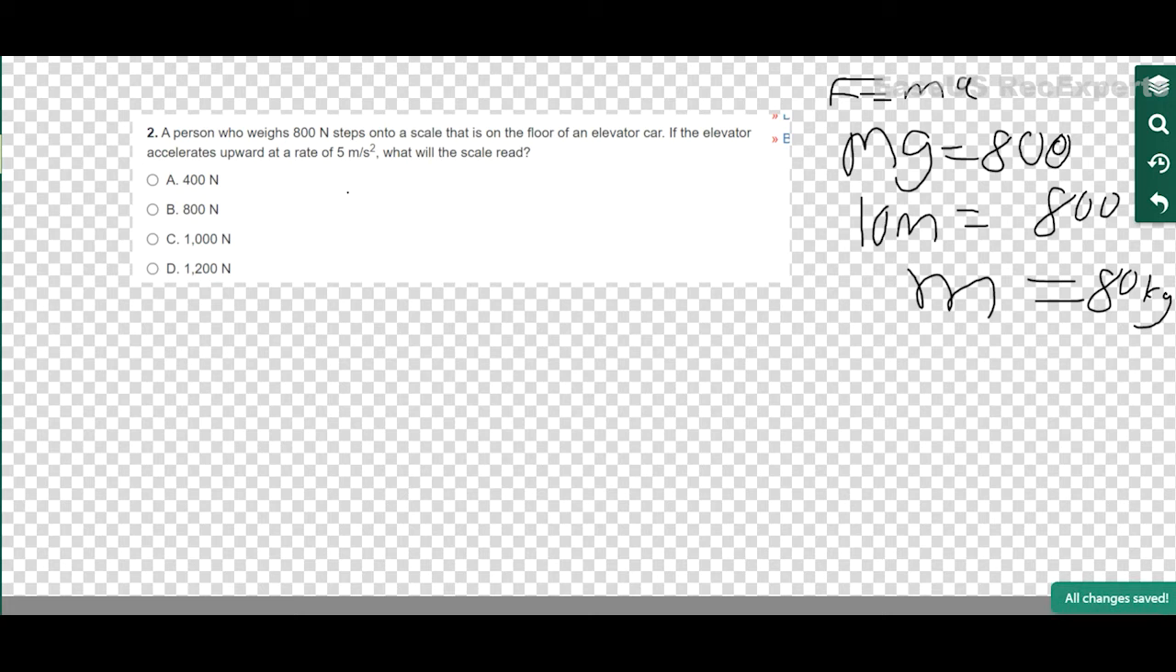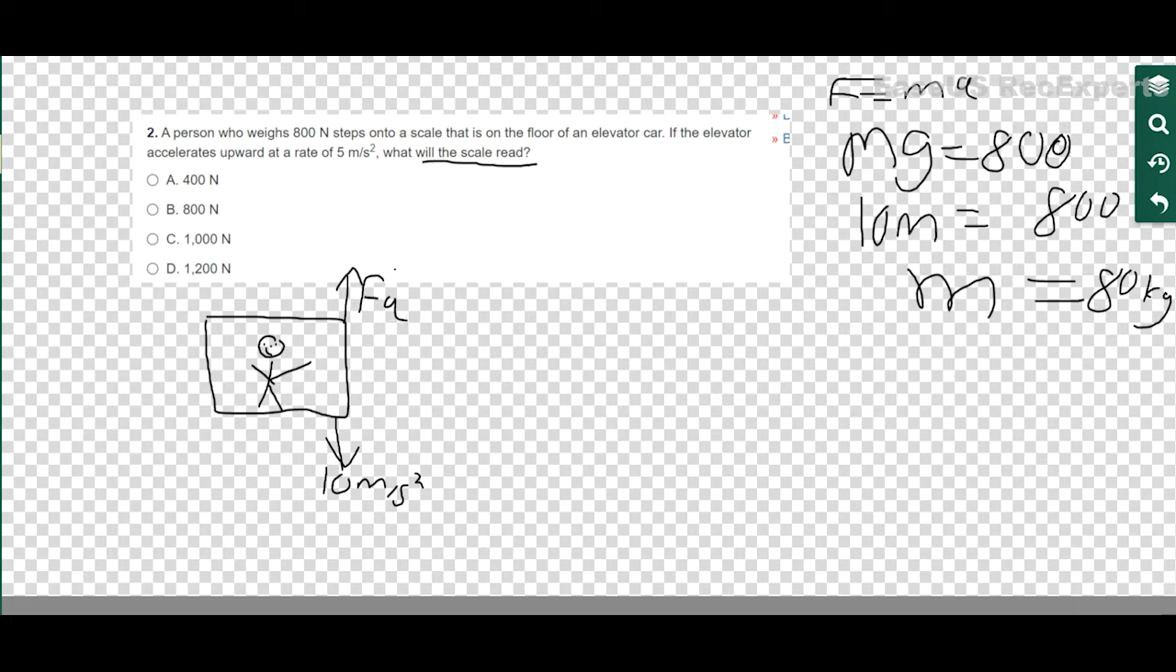And now we're trying to find what the normal force is, because what will the scale read? The scale reads the normal force. So if we have a man on an elevator, now we have to find the force of the elevator upward. The elevator would be accelerating downward at 10 meters per second squared with no force from the elevator, but we have a force of the elevator going upward, and that makes the net acceleration equal to 5 meters per second squared, right?